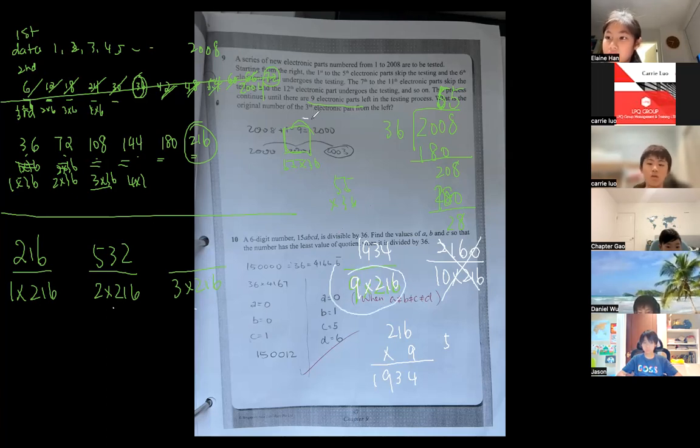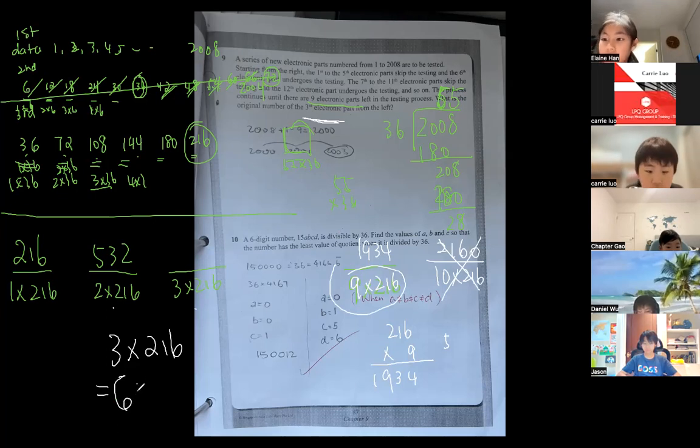Okay, so we want to know the third electronic part. Exactly 3 times 216 equals 648. So that is the number of the data which shows up in the only 6 data sets we have. Understand everybody?